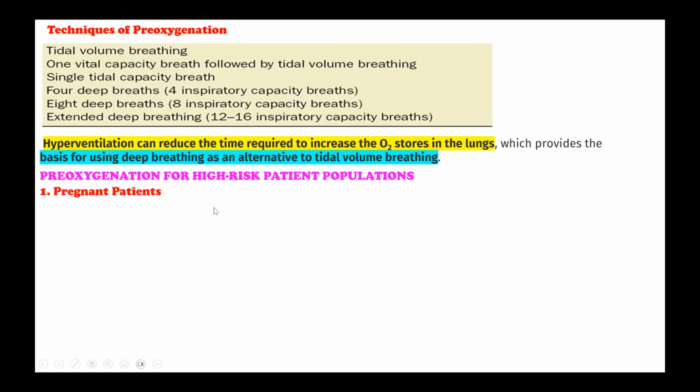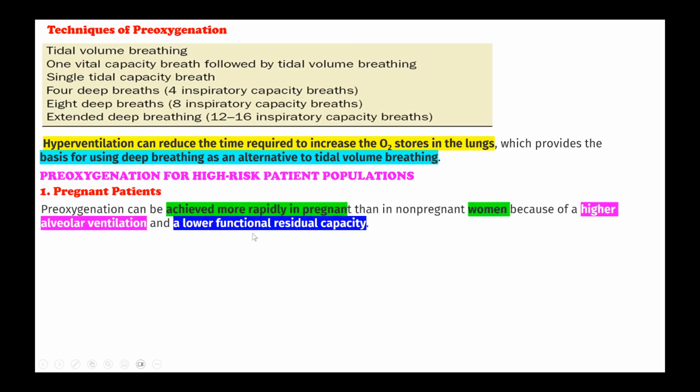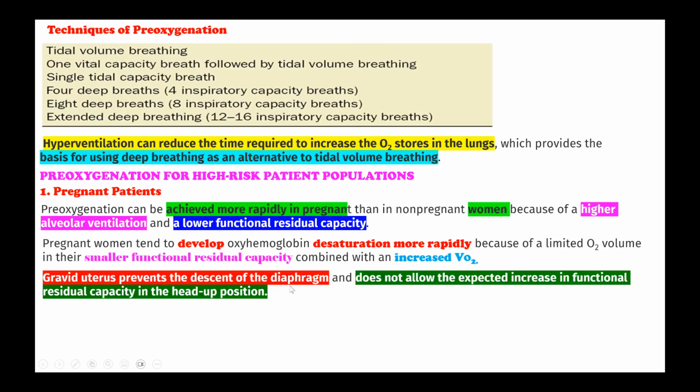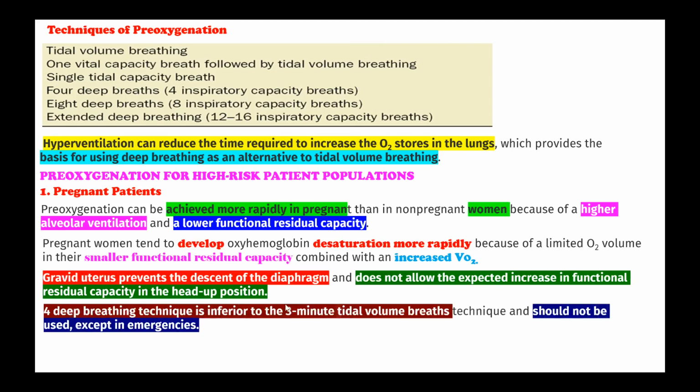There are a few patients who run the risk of early desaturation if not given preoxygenation. The most important among them is the pregnant patient. Because they have a low FRC, they desaturate much faster, since the gravid uterus reduces the functional residual capacity, and the diaphragm is also splinted by the gravid uterus, which does not allow proper expansion of the basal portions. And the 4 deep breathing technique is inferior to 3-minute tidal volume breaths in this setting.